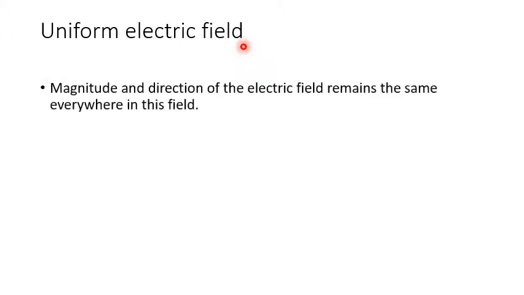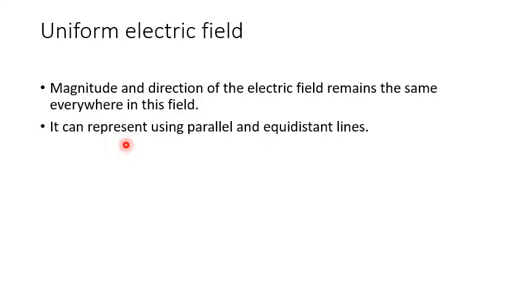Uniform electric field. As we know, electric field is a vector quantity. A vector has both magnitude and direction. If the magnitude and direction of an electric field remain the same everywhere, then such an electric field is what we call a uniform electric field. Magnitude and direction of the electric field remain the same everywhere in this field.